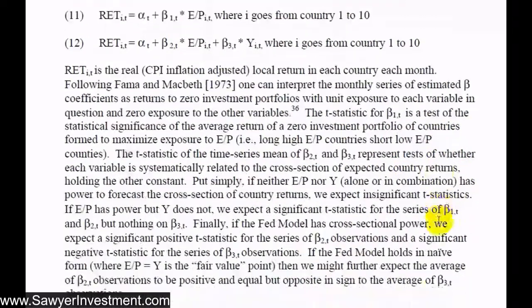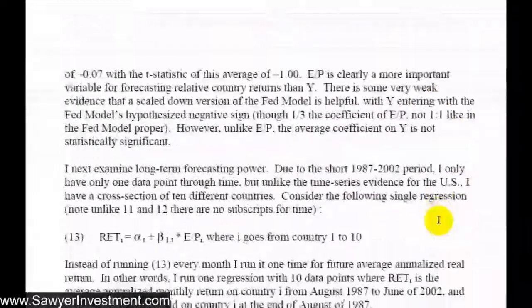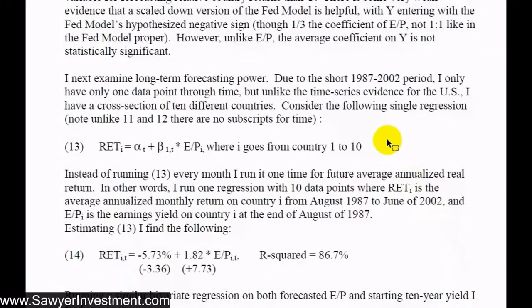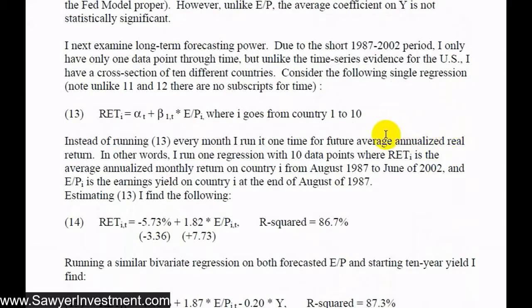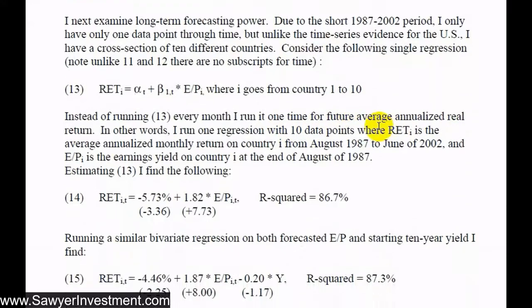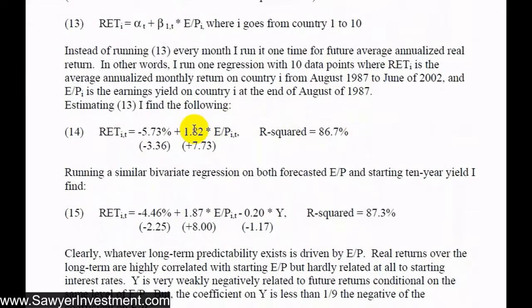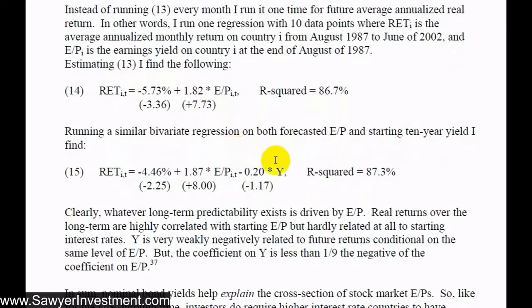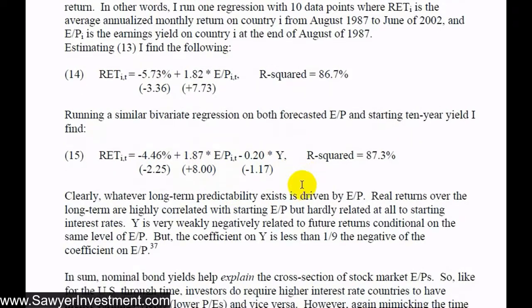And so next, the authors form a regression over a longer time period. For instance, these are annualized returns, whereas the regression before was monthly returns. And with this regression, we see a significantly positive loading on the earnings yield to get returns, but also, as we found before, an insignificant loading on the 10-year Treasury yield. So clearly, whatever long-term predictability there is in returns, it comes primarily from the earnings yield at the point of purchase, and not anything to do with the interest rates at the time.